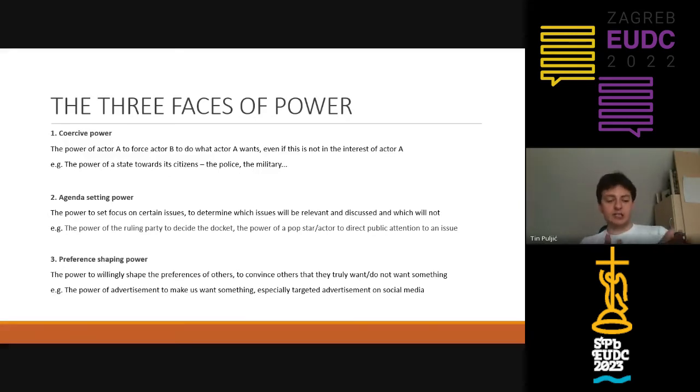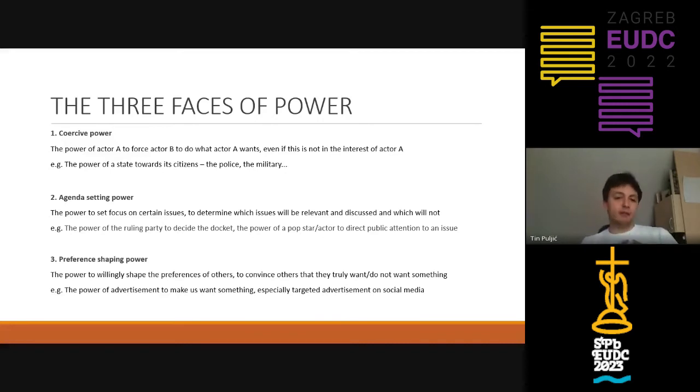If these ads are successful in making us want to buy something, they have preference shaping power, because we were not coerced to do that. We were not told to do that, in the sense that there are going to be repercussions or certain sanctions. We now genuinely desire the product.